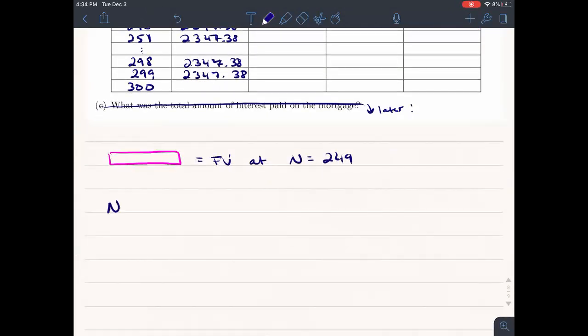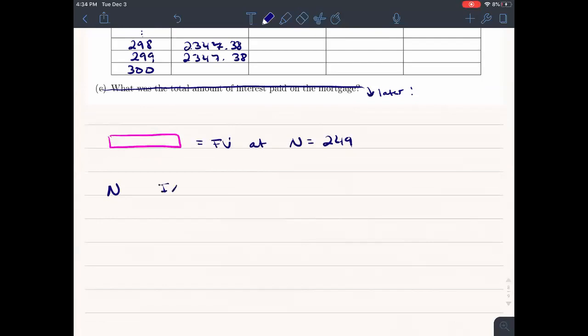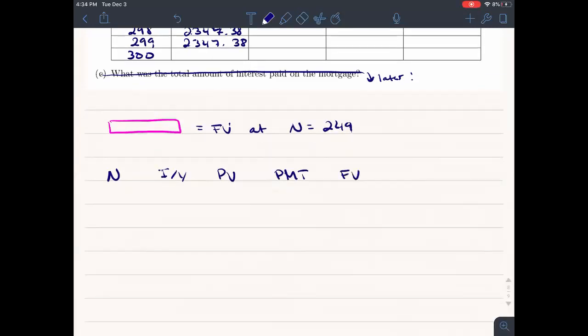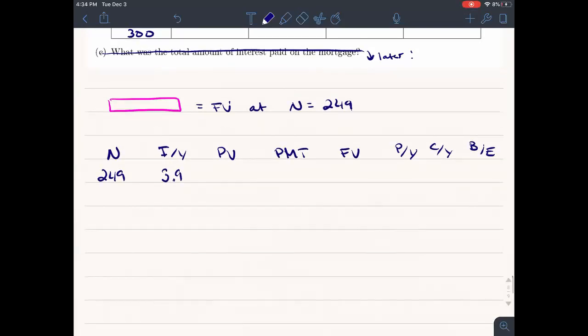If we're thinking about n, our interest per year, our present value, our PMT, our future value, our payments per year, our compoundings per year, and beginning or end, the only one that has changed now is our N, 249. Our interest per year stayed the same, 3.9. Present value is still 450,000. That's what I'm still paying off.